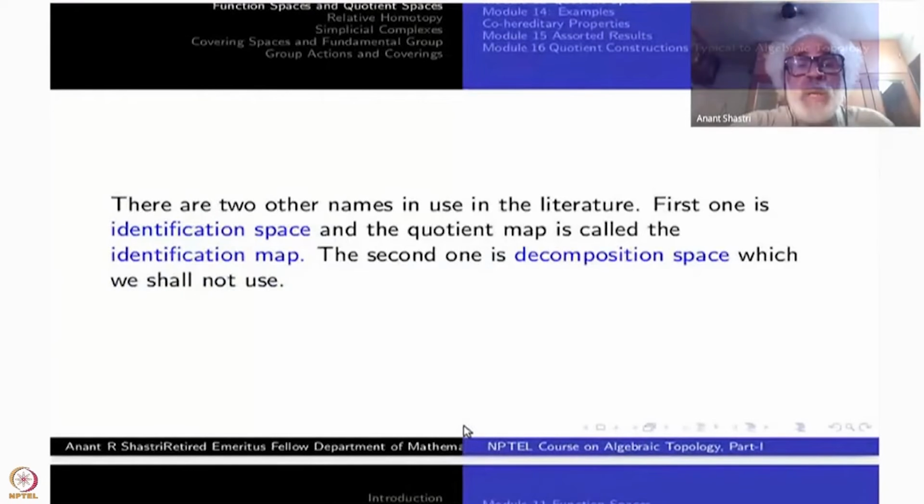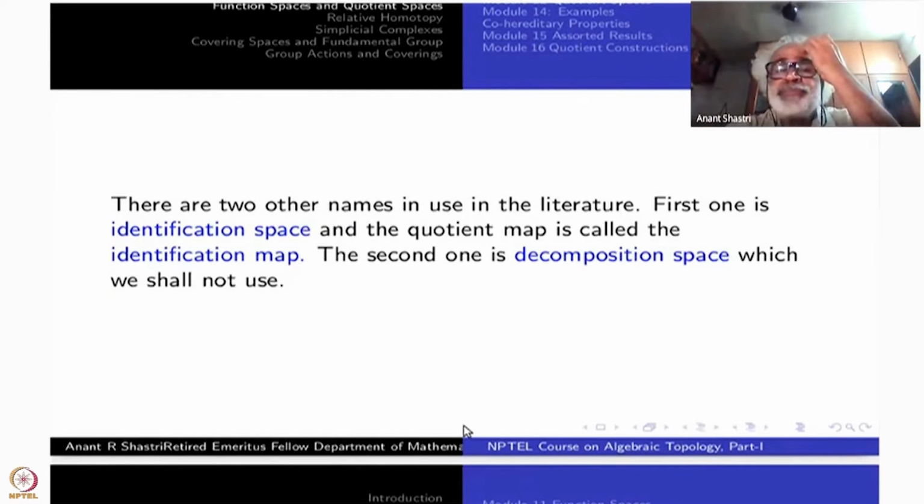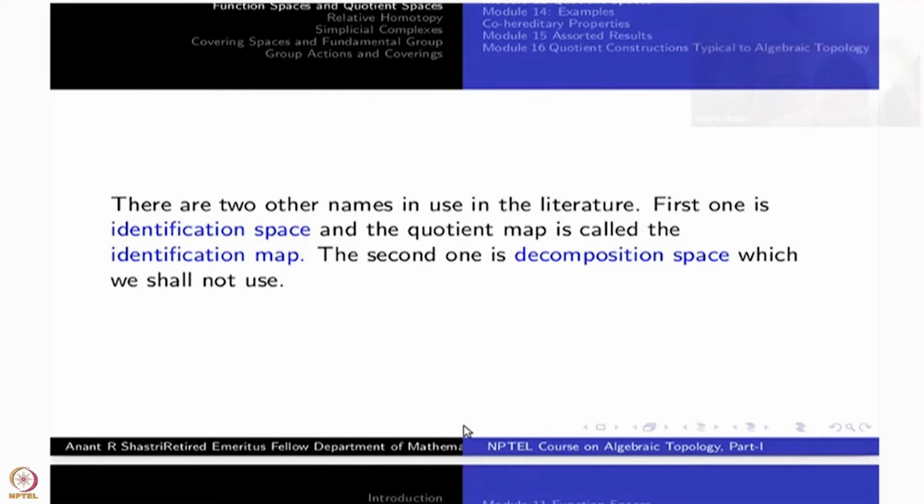Some people call it an identification space, because a surjective map, which may not be injective, identifies a certain number of points which are taken to the same point in Y. It's also called a decomposition space, using the second description that we have there. Every surjective function gives you a decomposition of the set, or a partition of the set. So those names are also used by some authors.